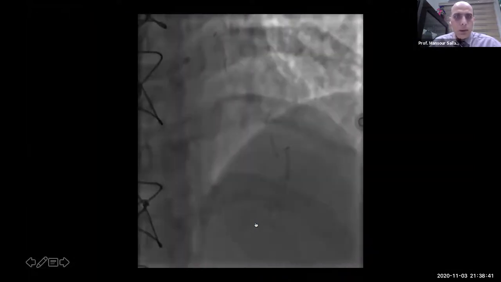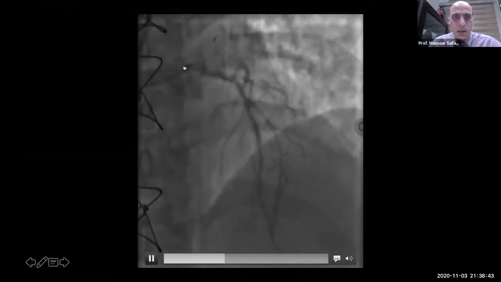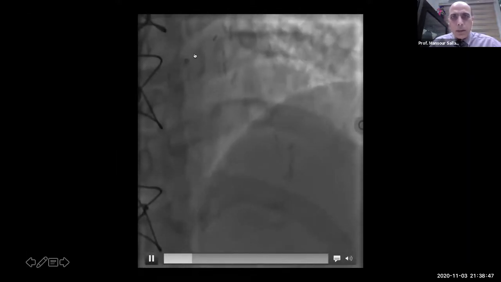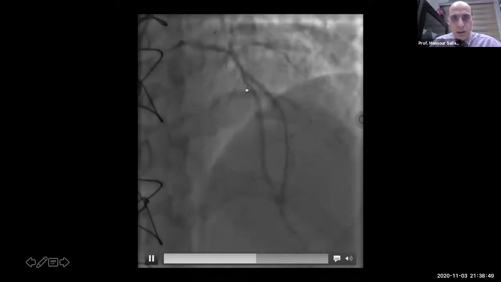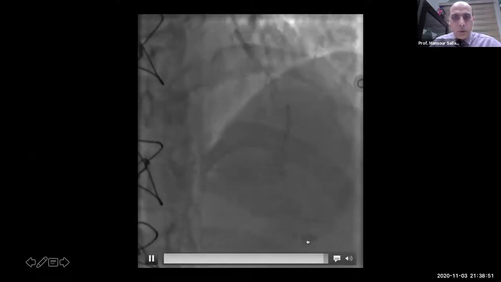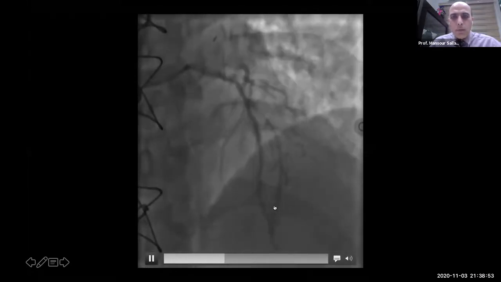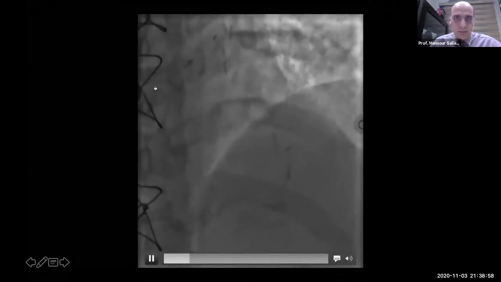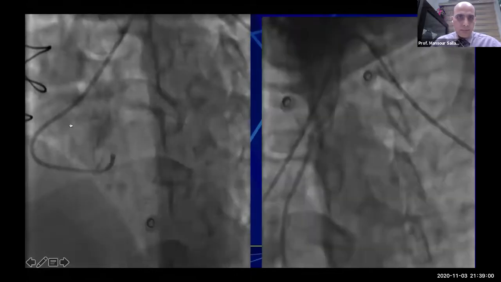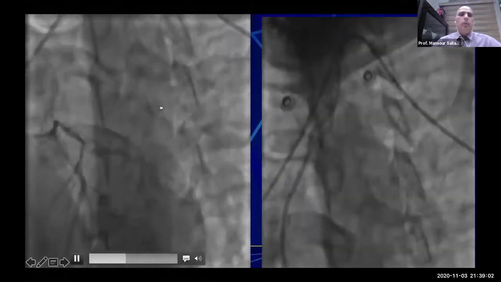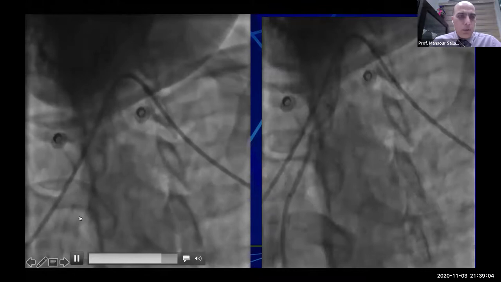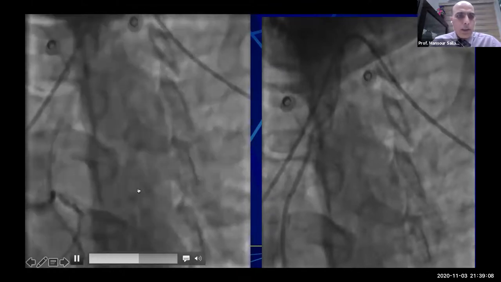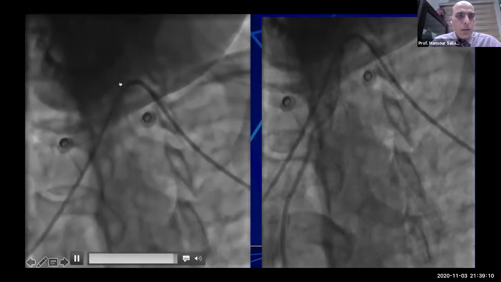So what happened? Selective injection of the LAD identified TIMI 3 flow despite the tight lesion here, and antegrade perfusion of the distal LAD with flow reversal to the LIMA up to the middle of the chest. Okay. This nice view of the LAO cranial view demonstrates that LIMA reversal flow up to the level of the subclavian artery.